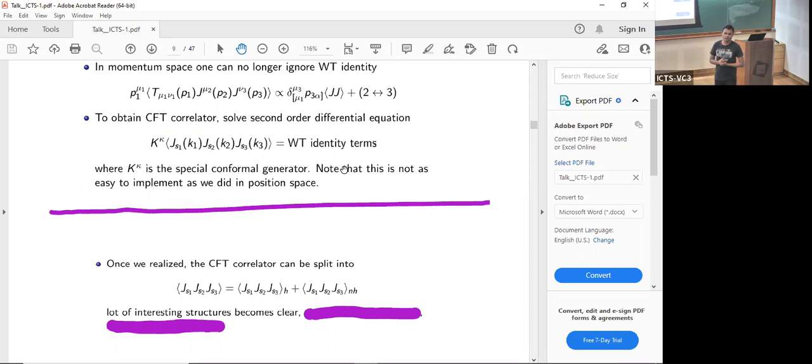0 plus 1 dimension, quantum mechanics. Yeah, quantum mechanics. You said OPE consistency fixes it, in momentum space. Yeah.